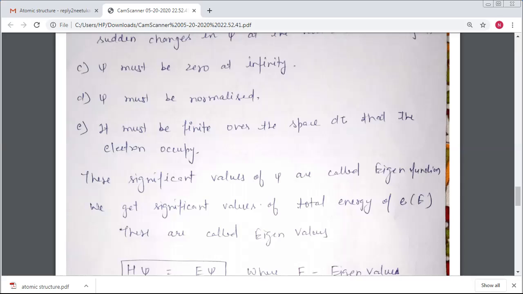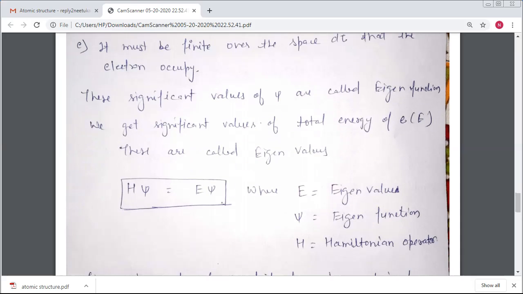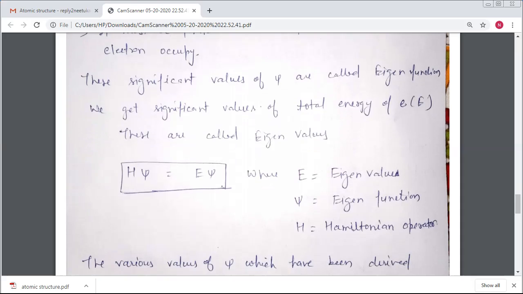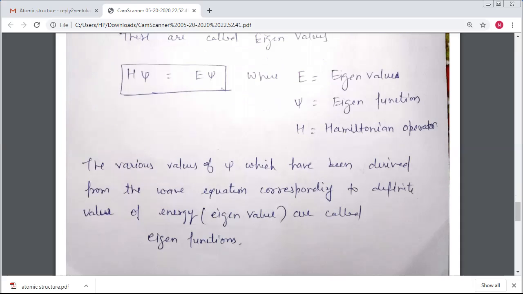Okay, it is a very small part. Along the axis xyz, so that the electron occupies. So these significant values of psi are called the eigenfunctions. So we get the significant values of the total energy of the electron, and these are called the eigenvalues. So here we can see that H psi is equal to E psi.